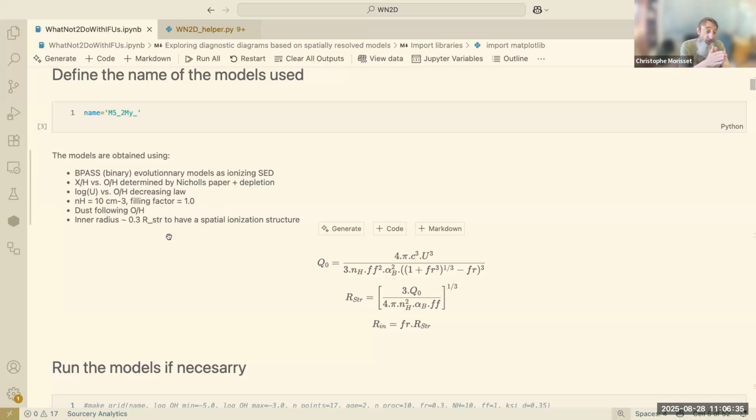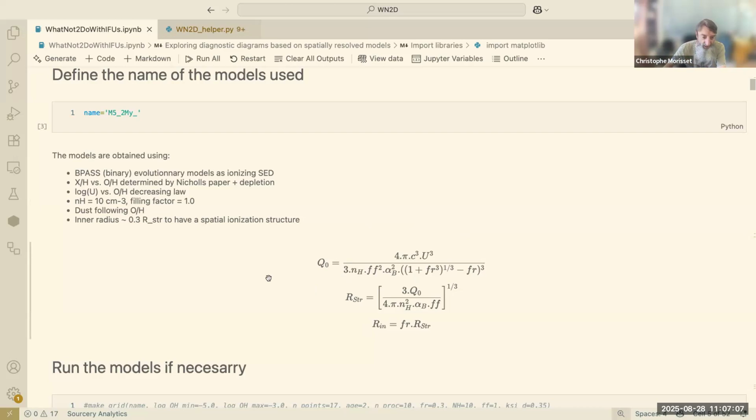Okay, and I chose H II regions that are optically thick, but geometrically thick also. I mean, the inner radius is rather smaller than the expected Strömgren radius. So there is a structure that can be seen in the nebula. It's not a plane-parallel, very thin shell. So, well, here are some formulas that can be used.